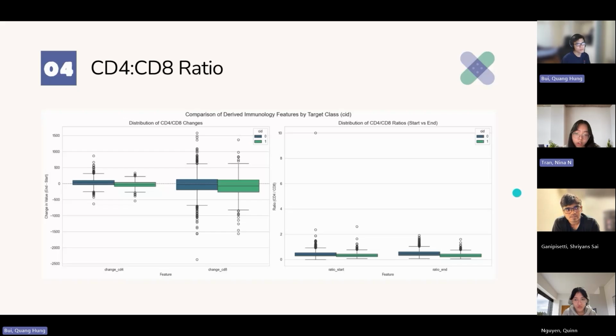This could reflect natural variation in immune response among patients or other factors. On the right, we can see that both classes show ratios that are predominantly below 1, and class 1 consistently maintains a lower CD4 to CD8 ratio than class 0 at both start and end.